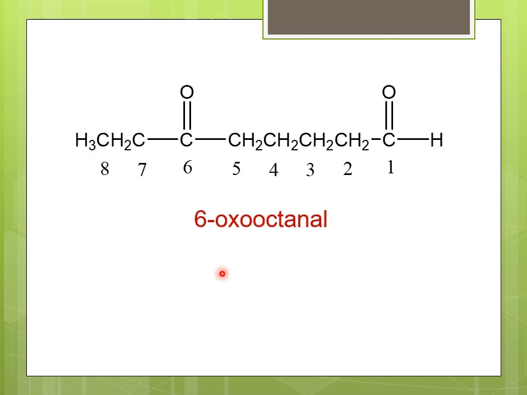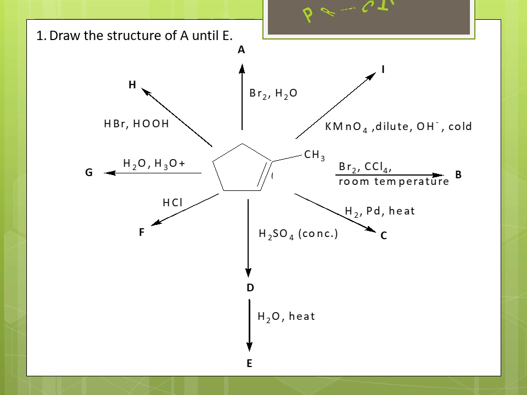The name for this compound is 1, 2, 3, 4, 5, 6, 7, 8. It's an octanal since aldehyde has more priority than ketone. Ketone now is the substituent with the prefix oxo at carbon number 6, so 6-oxo-octanal. Well done. Now your job is to do practice 5.6, question number 1.